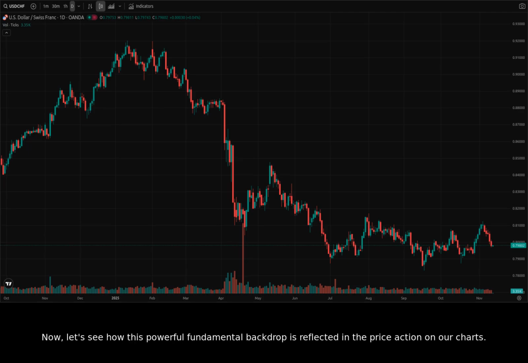Now, let's see how this powerful fundamental backdrop is reflected in the price action on our charts. Looking at the daily chart, the long-term trend is undeniably bearish. The pair has fallen dramatically from its year-to-date high near 0.9200 back in January. We can see a multi-month downtrend, punctuated by periods of consolidation and failed rallies.